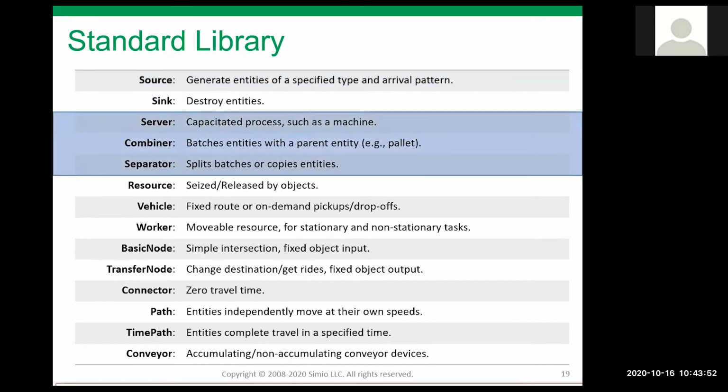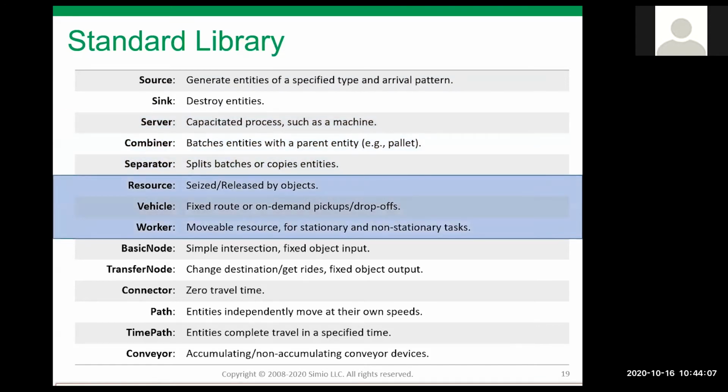Server, combiner, and separator are three of what we call fixed objects that stay in one place and allow flow through them. We'll talk in some detail about the server. Resource, vehicle, and worker are more dynamic objects that can move around. They also can serve as constraints for either transporting, carrying, or working on other parts.